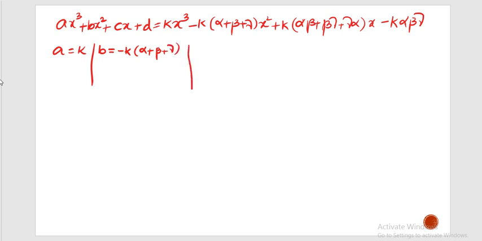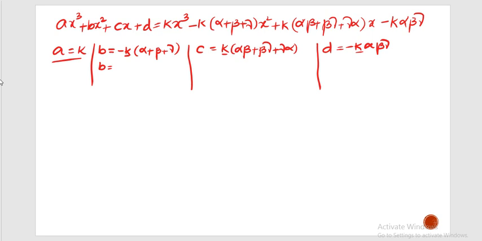So this is nothing but the thing that I have left over here, right? Next comparing x coefficients, here c is equal to k times alpha beta plus beta gamma plus gamma alpha. Next, when I compare the constants, d is equal to minus k times alpha into beta into gamma. So already I know a is equal to k, so instead of k I can replace it with a. Then this becomes b is equal to minus a into alpha plus beta plus gamma.